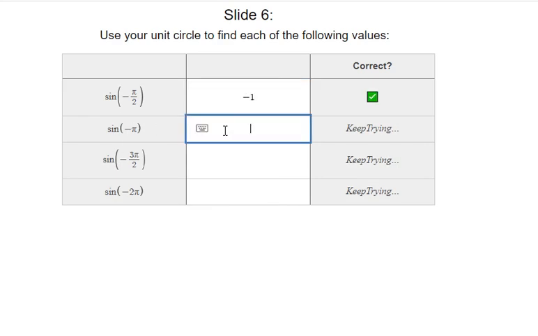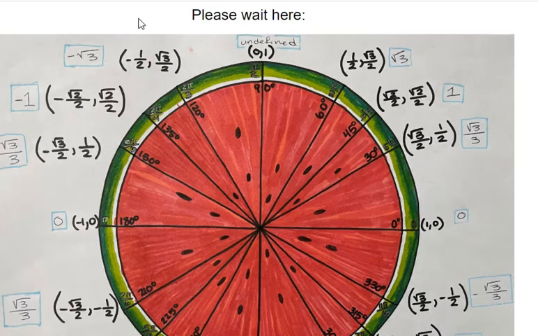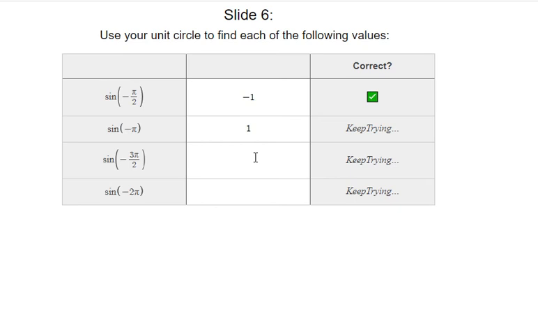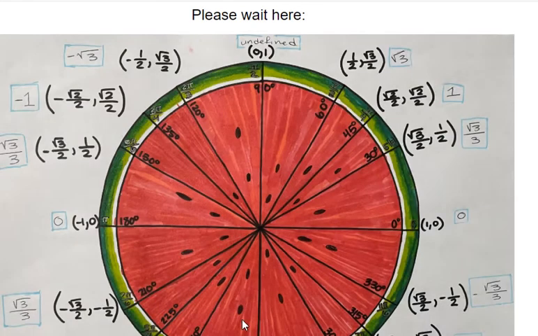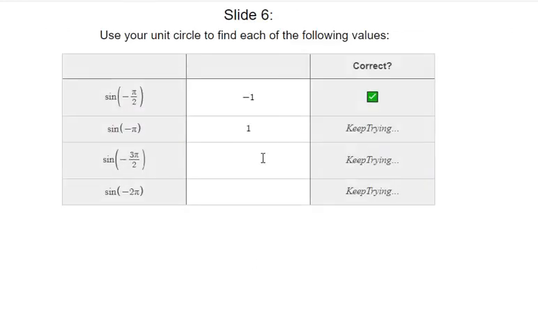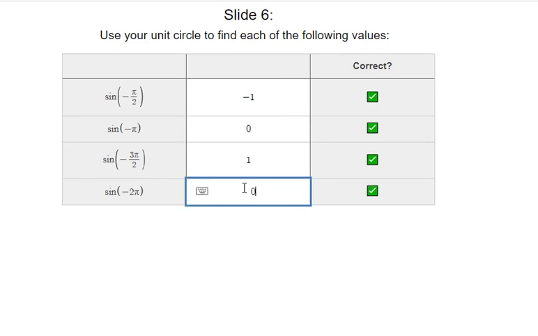And then negative pi, well, that's the same as pi, right? This is pi, but negative pi is just going that direction the other way. And it only works at pi that way because it's halfway. So then negative 3 pi over 2, 1, 2, 3 pi over 2, which is equal to pi over 2. That's just 1. Oh, this one was 0. And then negative 2 pi, well, that's the same as 0, or 2 pi.